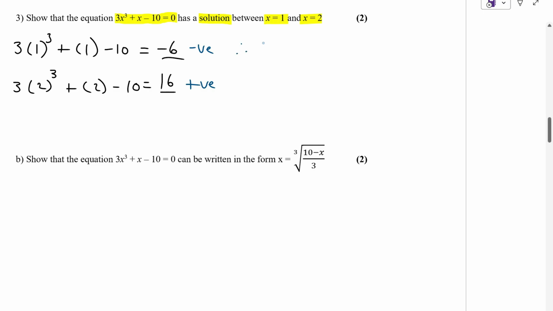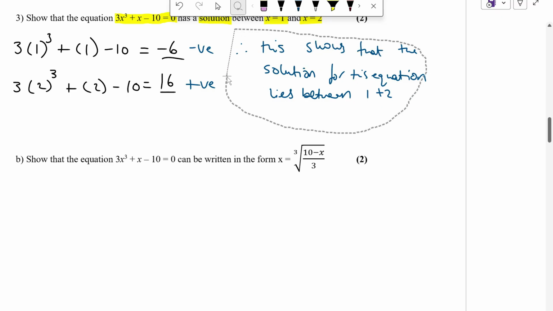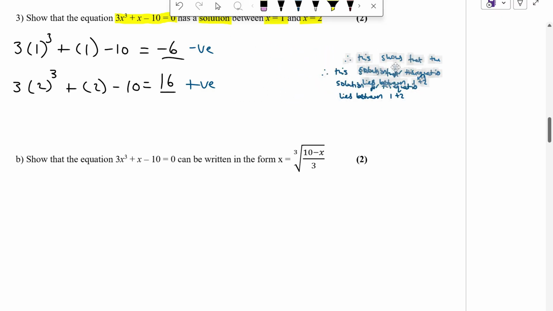So, therefore, this shows that the solution for this equation lies between 1 and 2. Okay, so that is the working out that gets us 4 marks, but I want to go into why that's the case. So I'm going to just minimize this.